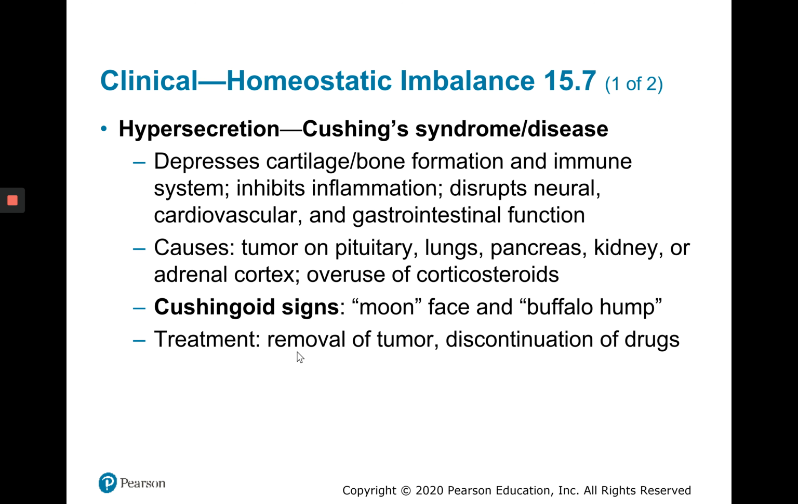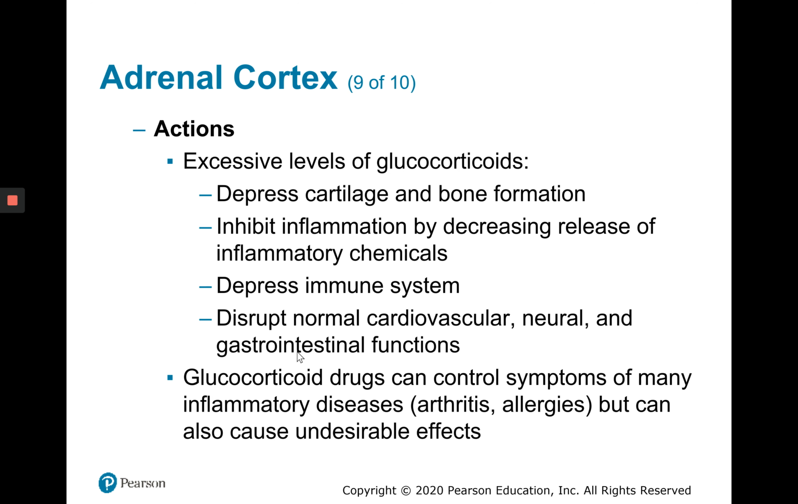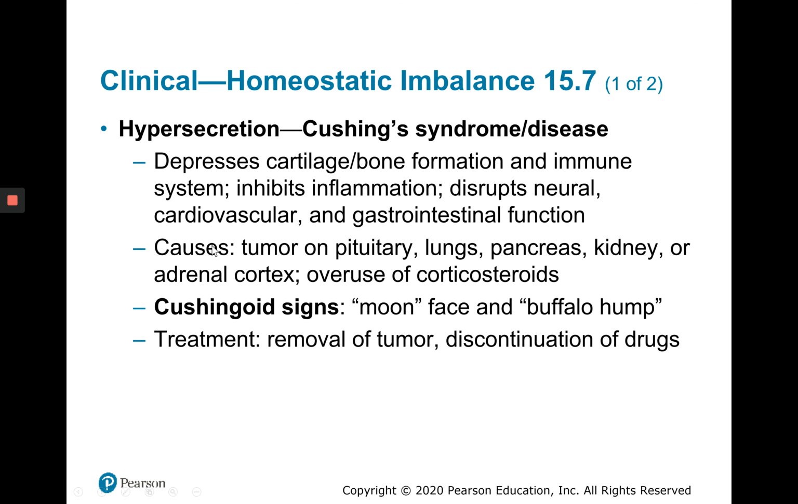So let's look at an example of a syndrome that actually causes the hypersecretion or the overproduction of glucocorticoids. That would be Cushing syndrome or disease. And it does just what we were looking at: depresses cartilage and bone formation, suppresses the immune system, inhibits inflammation, disrupts neural, cardiovascular, and gastrointestinal function. That makes sense because we just looked at the excessive level of glucocorticoids and the action caused therein. So this syndrome having those effects makes perfect sense.